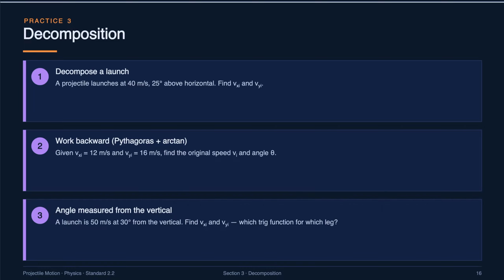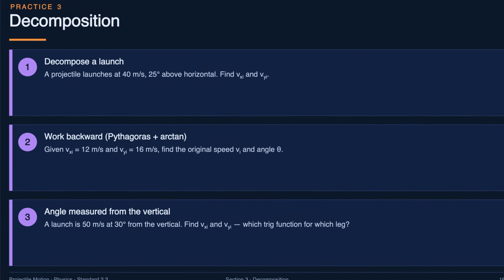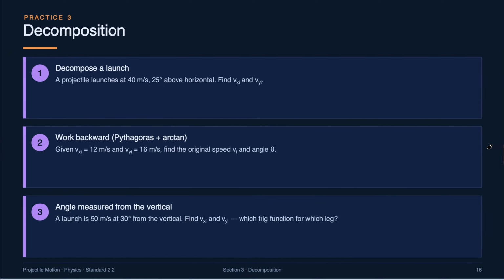Okay, I'm assuming you gave it a try. A projectile launches at 40 meters per second, 25 degrees above the horizontal. Find Vxi and Vyi, Vx initial and Vy initial. If you draw a graph for yourself, which you always want to do, and I do that, 25 degrees is our angle. So theta here is 25 degrees. Pretty straightforward. It says above horizontal, so it goes like that.